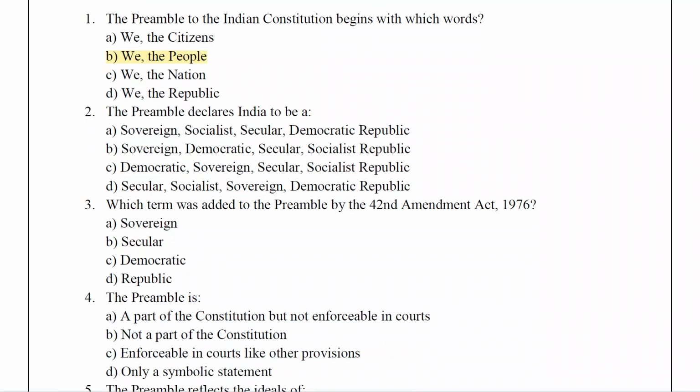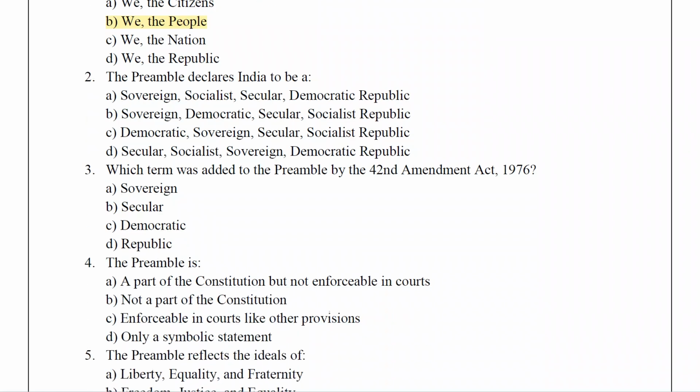The preamble declares India to be a dash. The preamble declares India to be a sovereign, socialist, secular, democratic republic. Sovereign, socialist, secular, democratic republic.